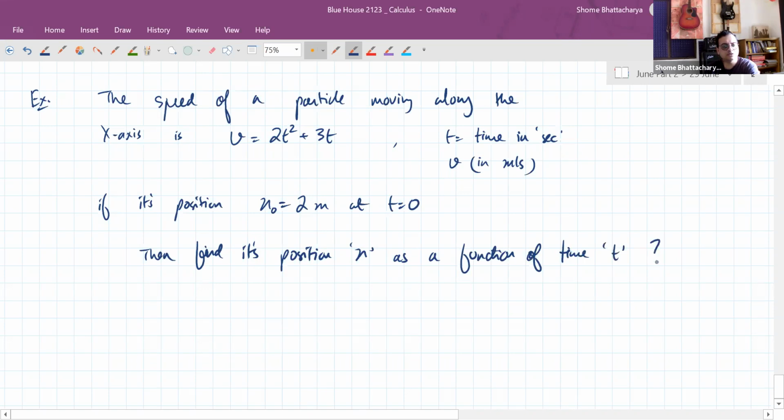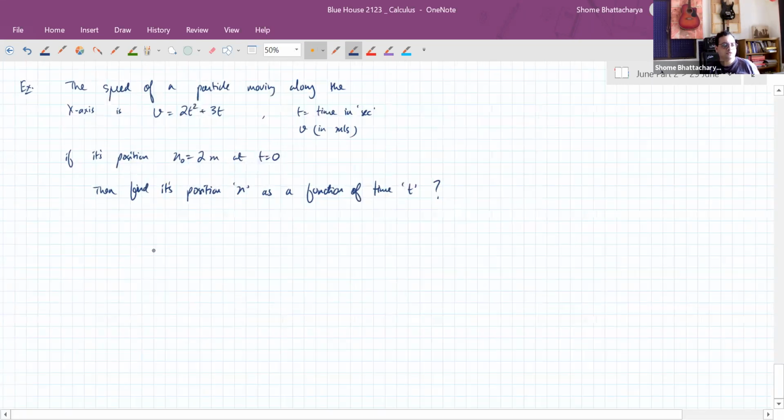So this, you can see, is the most logical type of application of integration. So let's work this question out on the board. What we had understood earlier is that instantaneous speed is the rate of change of instantaneous position, or rate of change of distance. Here the particle is moving along the x-axis, so delta x is basically the distance.